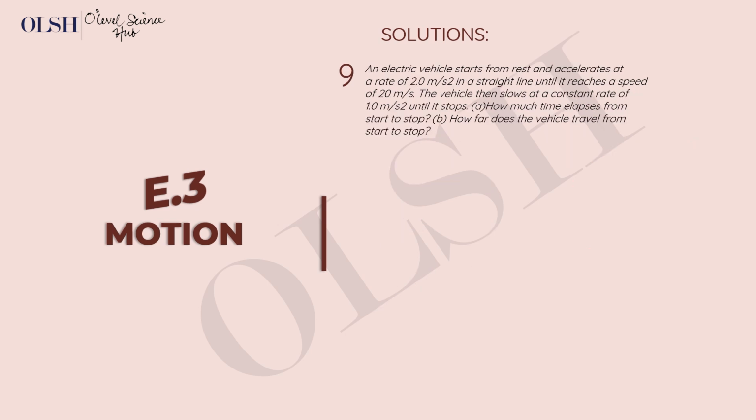An electric vehicle starts from rest and accelerates at a rate of 2 meters per second squared in a straight line until it reaches a speed of 20 meters per second. The vehicle then slows at a constant rate of 1 meter per second squared until it stops. How much time elapses from start to stop? And how far does the vehicle travel from start to stop?